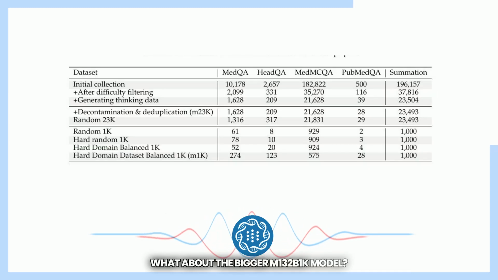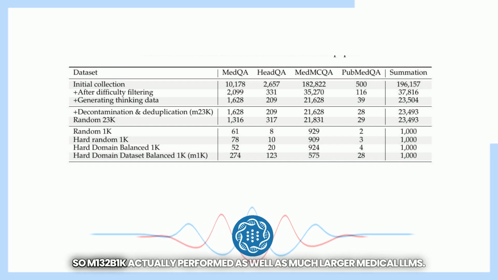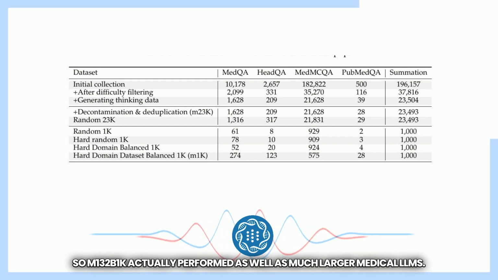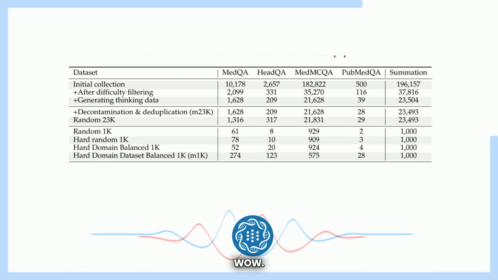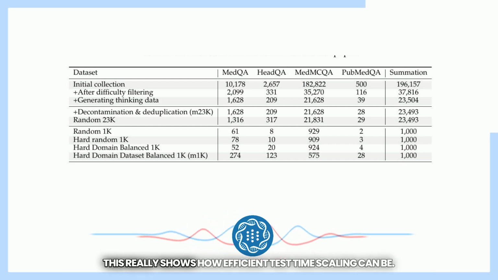What about the bigger M1 32B 1K model? Yeah, so M1 32B 1K actually performed as well as much larger medical LLMs, ones with 70 billion parameters or more. You see this in Table 1. This really shows how efficient test time scaling can be.